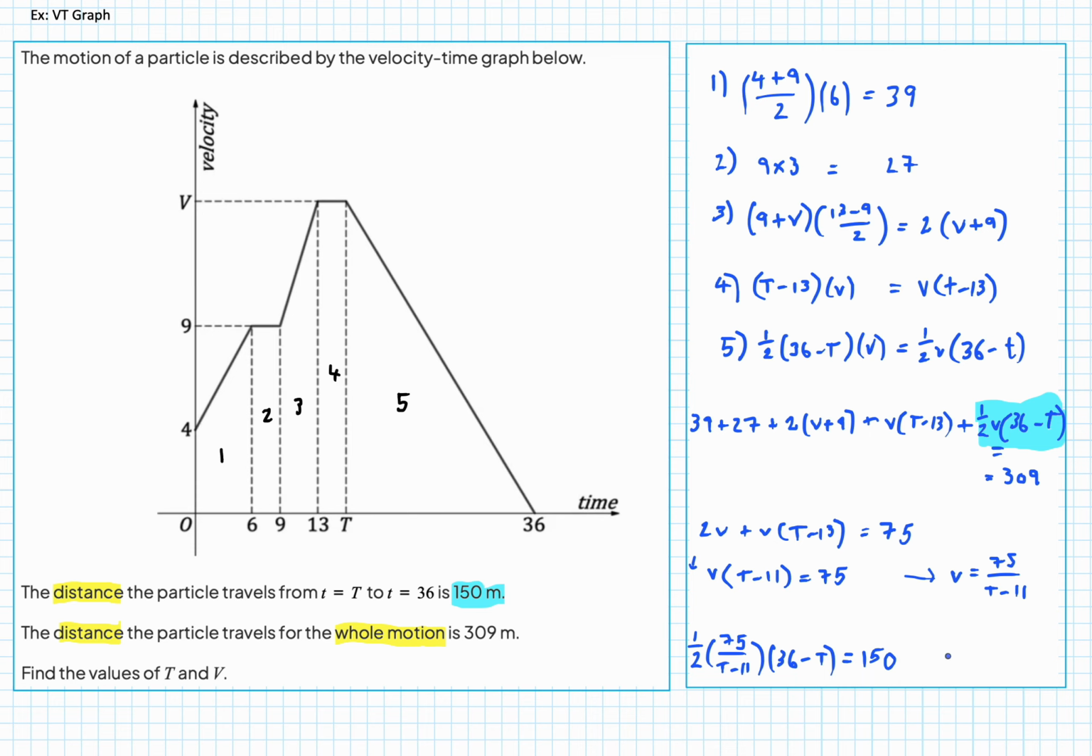Plug your t back in. Plug your 16 seconds back into one of your formulas. And you should get your velocity. And velocity is 15 meters per second. And that's our answer. We found the two unknowns, t and v. It took a while. It's an expansive question.